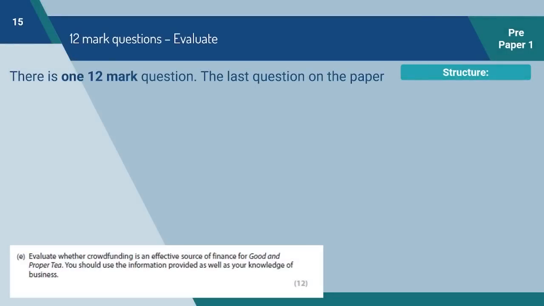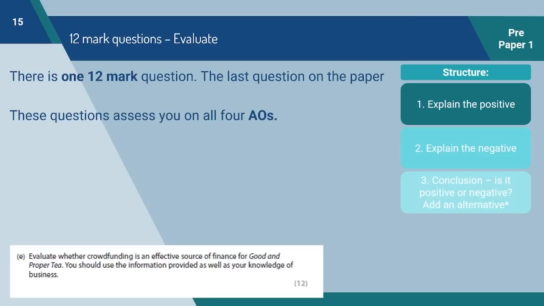There is only 1 12-mark question. It's the last question on the paper. I think sometimes it scares people because they see 12 marks and they think, oh my god, this is worth so many marks. It's actually quite a straightforward question in terms of structure. So all 4 assessment objectives are assessed here, so we need to make sure we're using key terminology as best we can. So the structure is do a positive and a negative, for, against, depending on what the question's like, and then your conclusion.